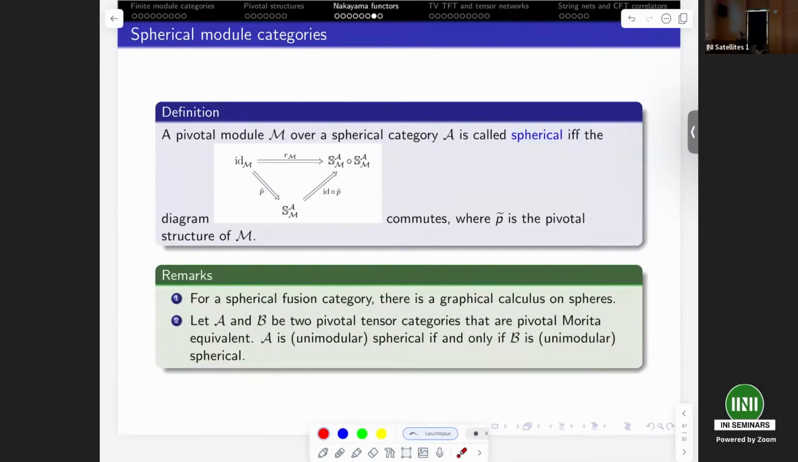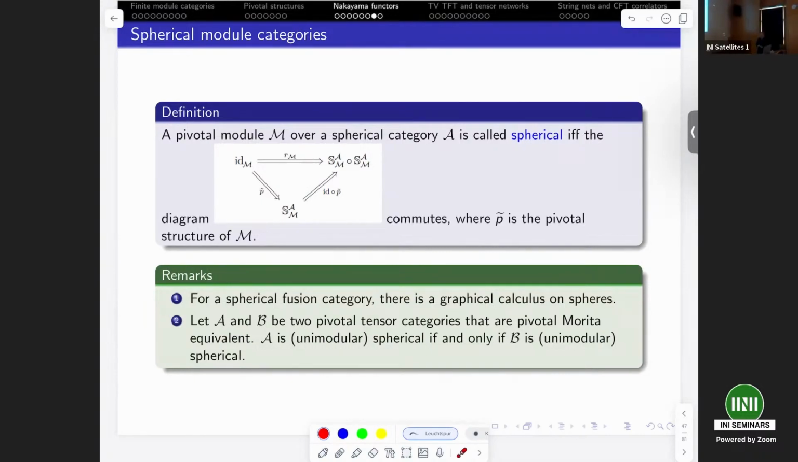And for spherical fusion categories, so assuming that this is semi-simple, there is a graphical calculus on spheres. That's very well known. That's an old result from the 90s. And the two definitions of spherical, the ones I presented and the one used in the older literature, coincide precisely in the semi-simple case. In the non-semi-simple case, this modified trace, which is really the good trace, is really the appropriate thing to take.